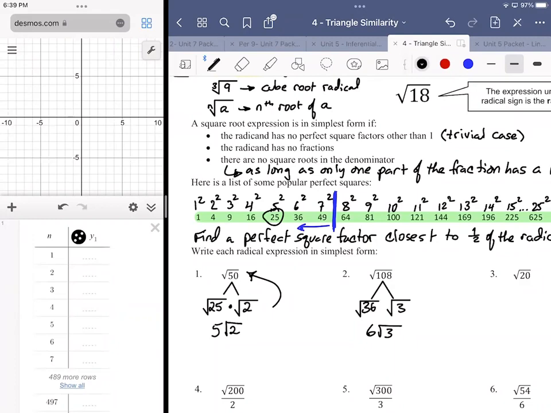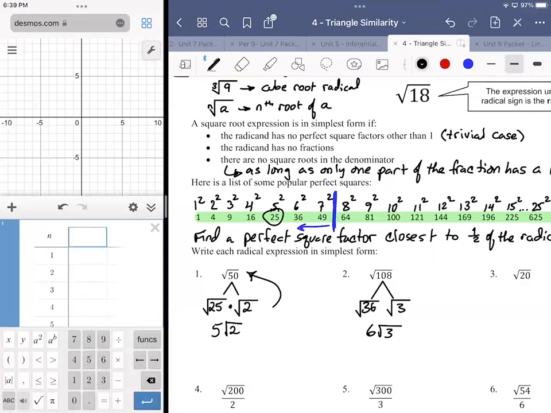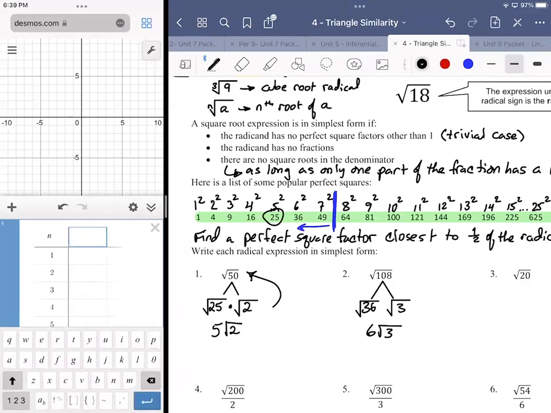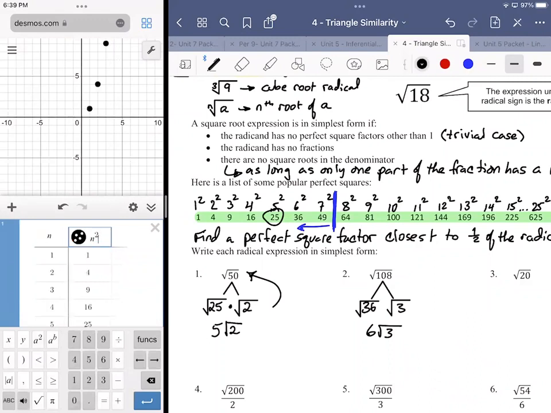Now I have those entries. What I want to do is square every one of them. So where it says y1, I'm going to type in n squared. And it's going to take every one of those values of n and square them.